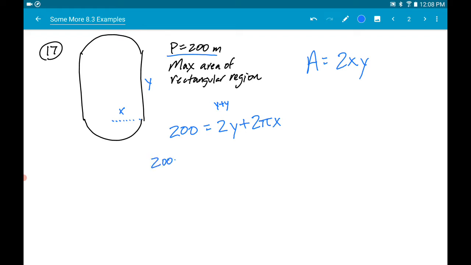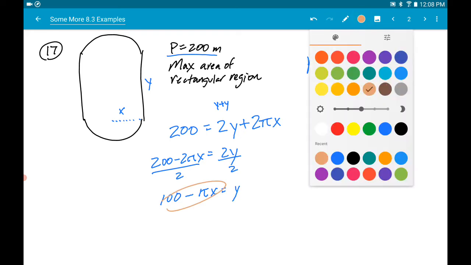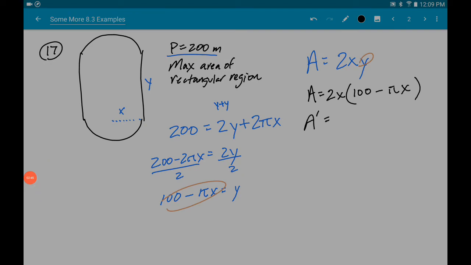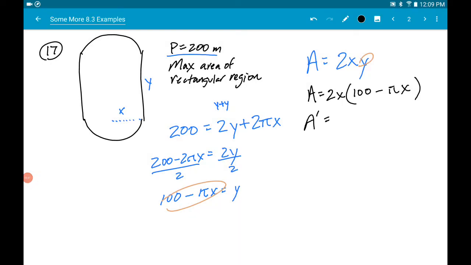So if I move some stuff around, divide by 2, I'm going to get 100 minus pi x equals y. And that guy can get plugged in here. So I got 2x times y, but y is 100 minus pi x. And it's time to take the derivative, set it equal to 0. So I'll leave it at that. Hopefully that helps. I don't think I made a mistake.